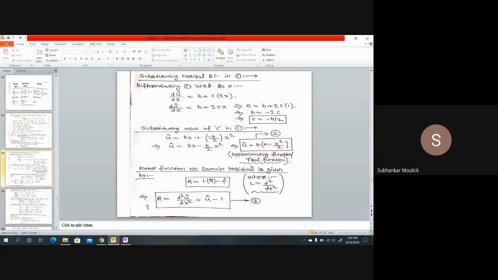Now I can write the domain residual. I know that d2 u cap over dx square plus u cap minus 1. Now this expression, which expression? u cap is equal to b of x minus x square by 2. If I differentiate this expression 2 times, I will get this particular value, plus u cap is nothing but b into x minus x square by 2, minus 1. That will be my final domain residual.